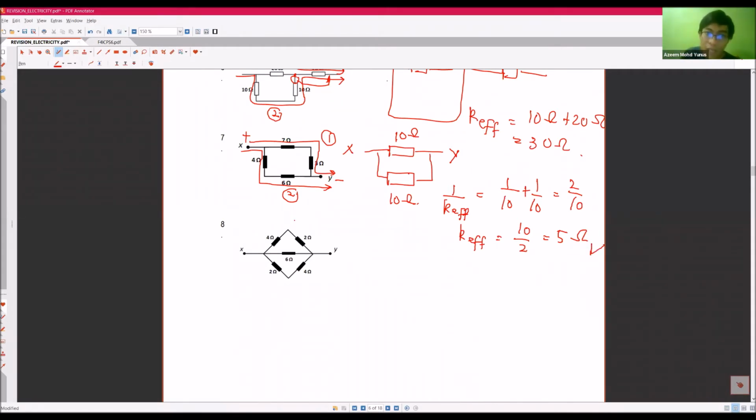So make sure that, as I repeated very much, we need to trace the path first and consider which are in series and which are in parallel. Solve the complicated one first before we do the final step, the simple one.